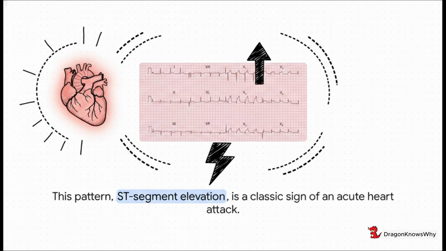And then there's this. And I'm telling you, this is one of the most critical, most time-sensitive patterns anyone can ever learn to recognize. See that flat line just before the T wave? That's the ST segment. Notice how it's not on the baseline? It's floating way, way up high. That is called ST segment elevation, and it is the classic, unmistakable electrical signature of an acute heart attack happening right now.